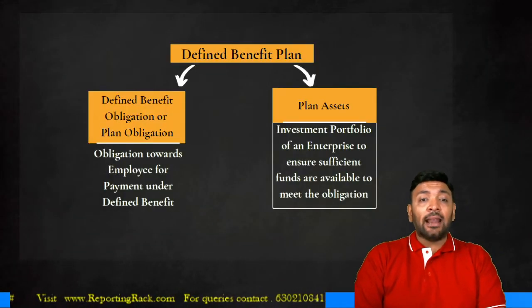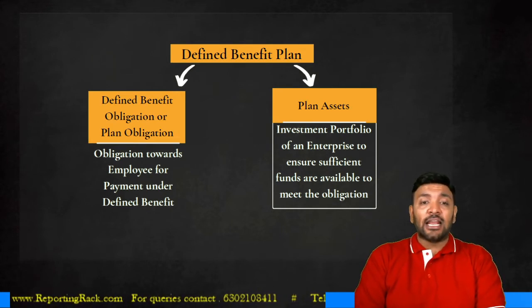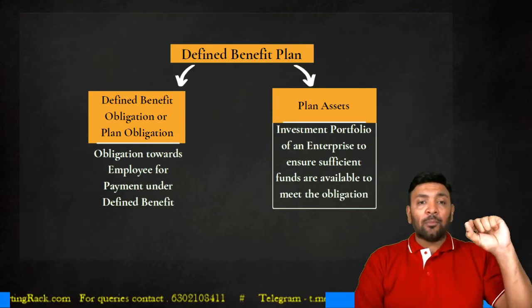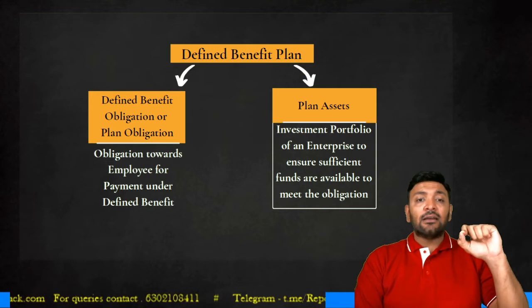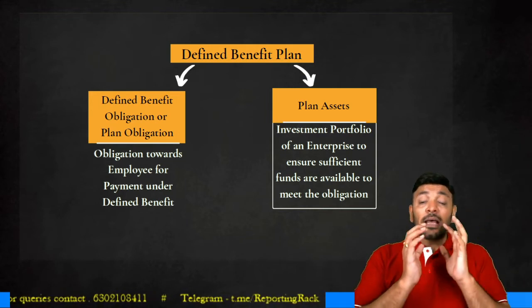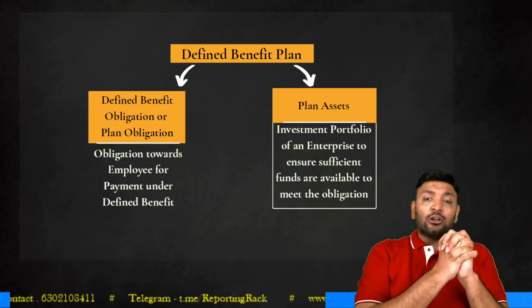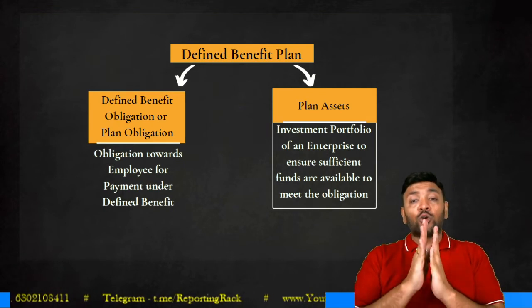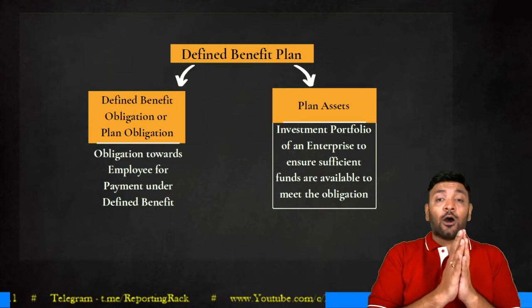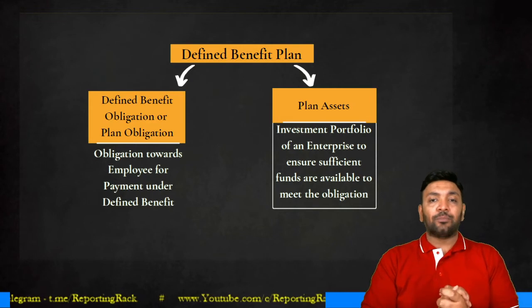Under a defined benefit plan, you have two types of things. First one is the defined benefit obligation. What is a defined benefit obligation? The obligation to pay my employee the employment benefits when they fall due under a defined benefit plan. Clear? That is the obligation or the liability of the employer. So whenever I talk about this obligation of the employer to pay benefits to the employee when they fall due, I call this the defined benefit obligation, or in simple terms, the plan obligation.